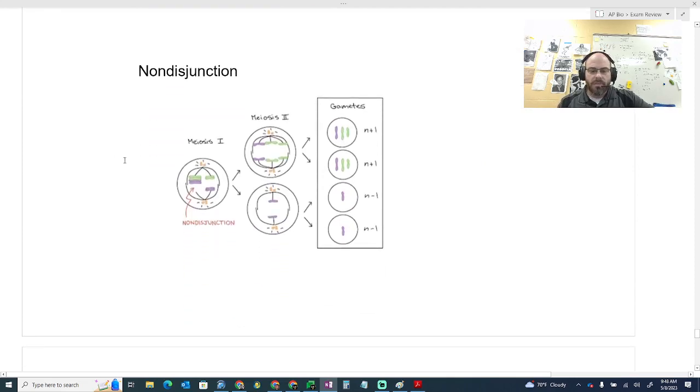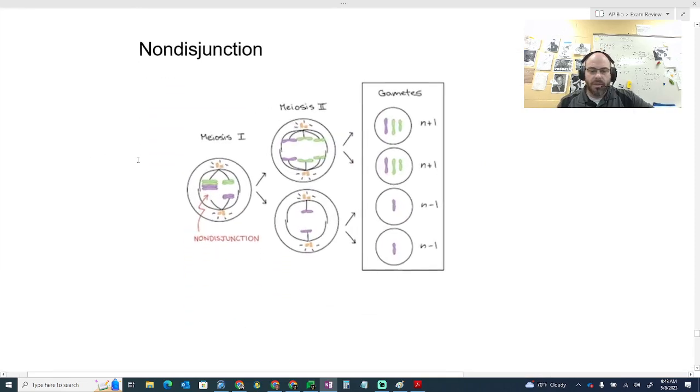Non-disjunction. This is something specific to meiosis. Look at the word: junction means where two things join. Disjunction is where they separate. Non-disjunction is a failure to separate. So non-disjunction is when chromosomes fail to separate. Homologous pairs fail to separate in anaphase 1. Sister chromatids fail to separate in anaphase 2.